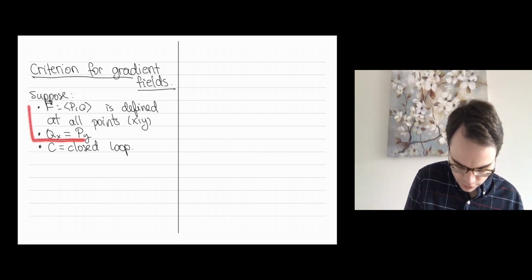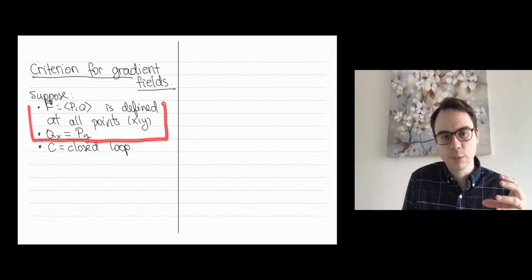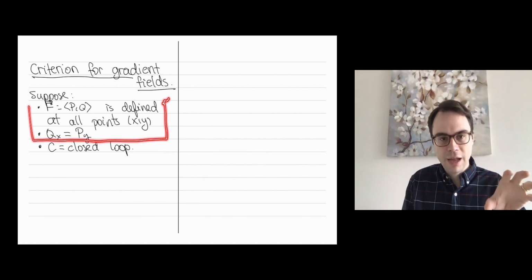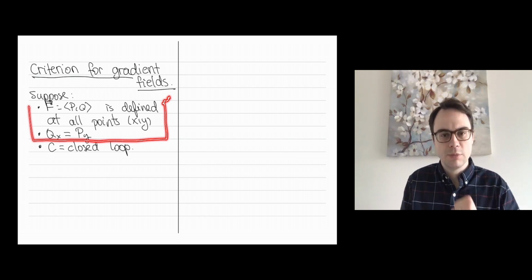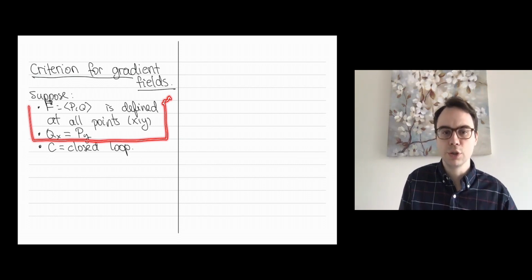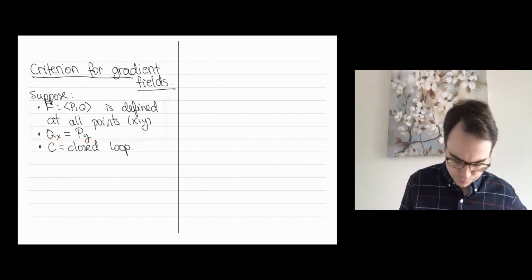Let's show that in this situation, the vector field is conservative. Maybe I got ahead of myself. Let's show that with these first two assumptions, the vector field is conservative. To do this, let's check that the integral of F over any closed curve, any closed loop, is going to give me 0. That's our original definition of conservative.